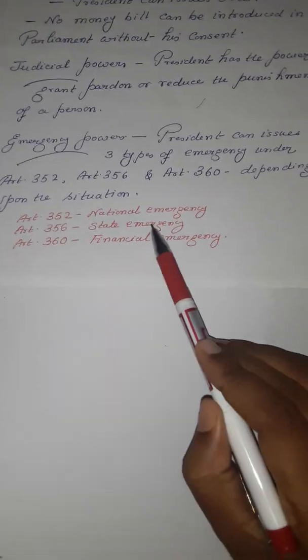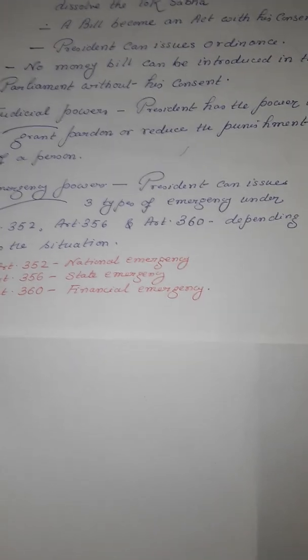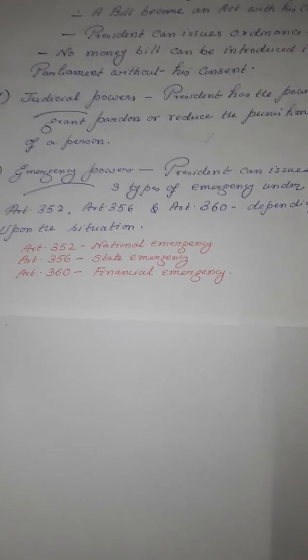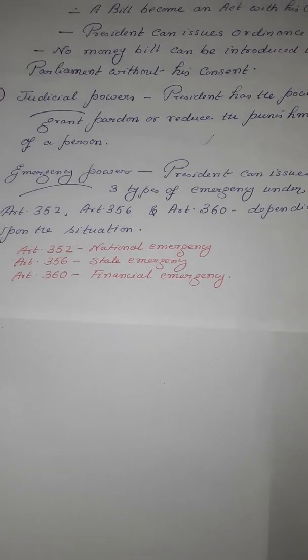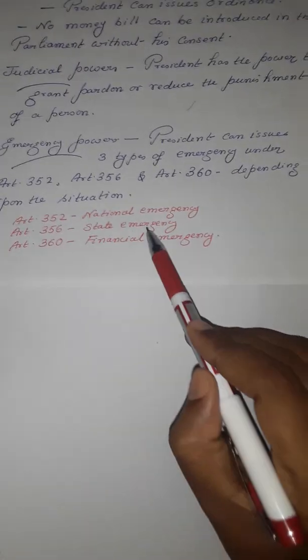Article 356, state emergency. Now, suppose any state government fails to maintain its law and order and peace, and even does not follow the Indian Constitution. At that time, on the recommendation of the governor, Article 356 could be imposed on that particular state.